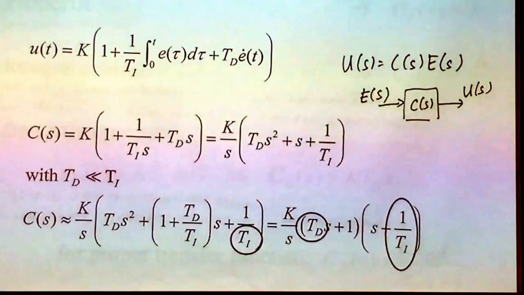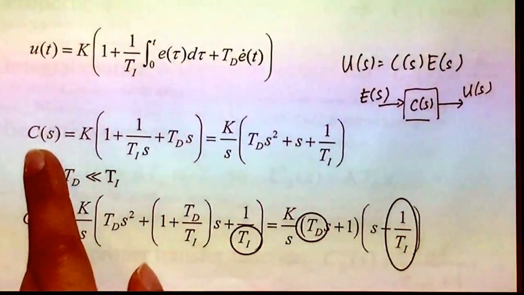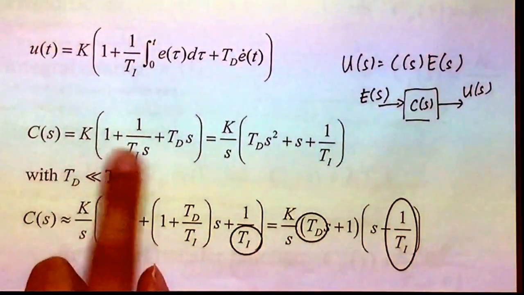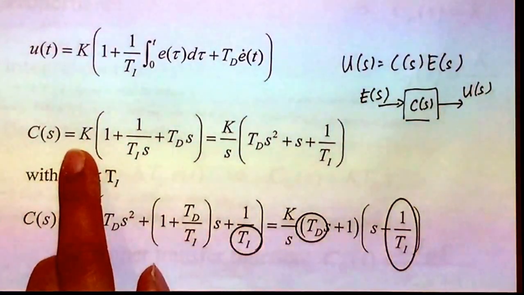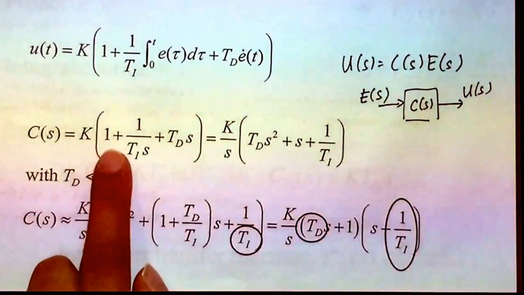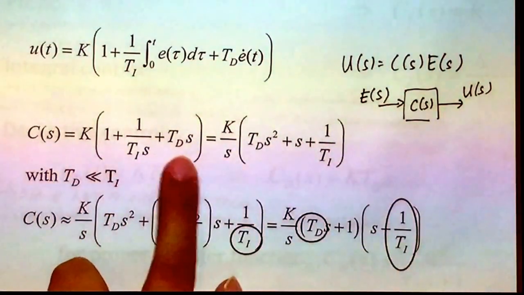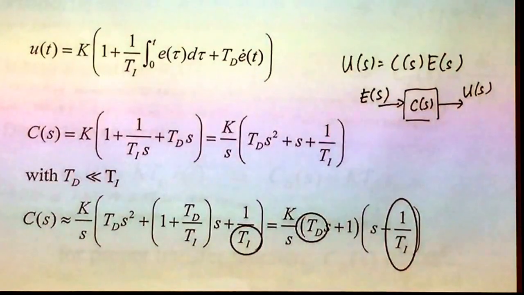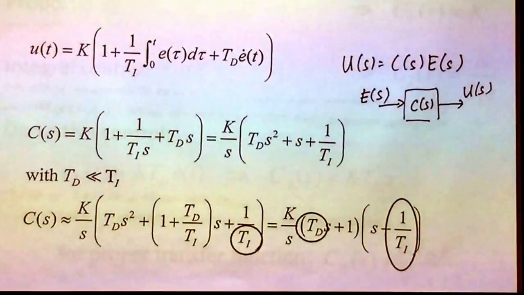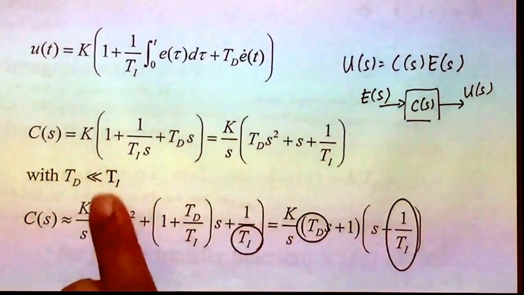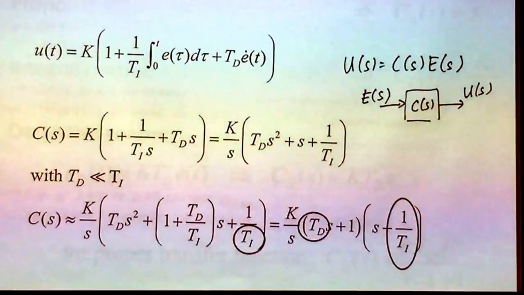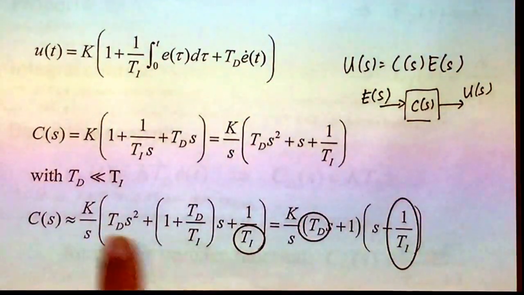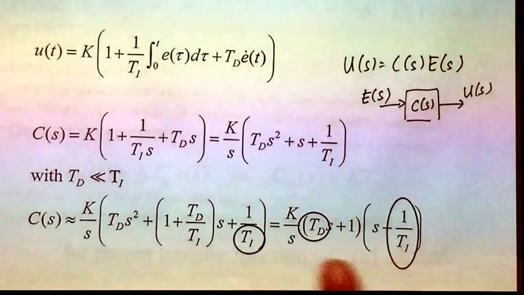Alright, so this is just a recollection. C(s), which is a PID controller. What you can do is factor out K, so you end up with 1 plus 1 over TI s plus TD s. Factor out the s, and we observe that TD is much smaller than TI. If TD is much smaller than TI, you can factor out like this.